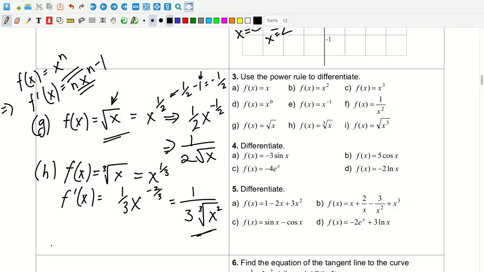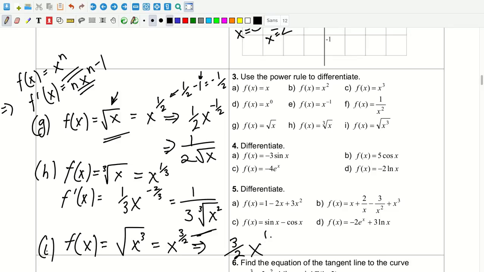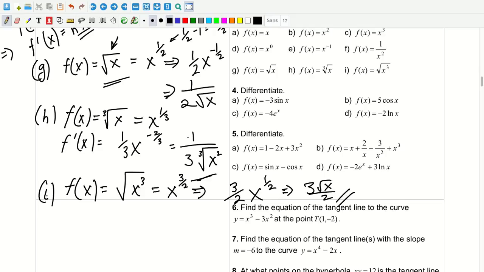And lastly, this is a little different. Actually, it's a lot different than the last one when you think about it in terms of powers. f of x equals the square root of x cubed. Notice this was the cubed root of x, and this is the square root of x cubed, different, right? This is rewritten as x to the 3 over 2, because square means 2. So the derivative is 3/2 x to the 1/2, which can be written as 3 root x over 2. Done.